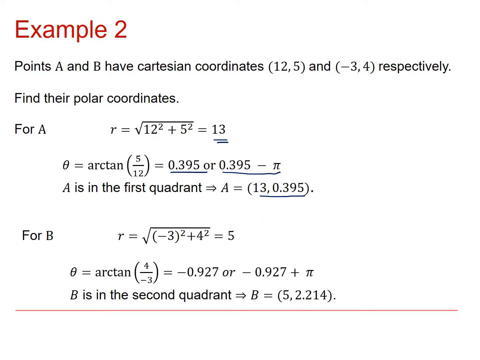For the second case, we end up with r equals 5 and two possibilities for the angle, minus 0.927, and minus 0.927 is actually a fourth quadrant, it's actually down there somewhere, or minus 0.927 plus pi, which is the mirror image for that. So it's the second one I want because I want the second quadrant.